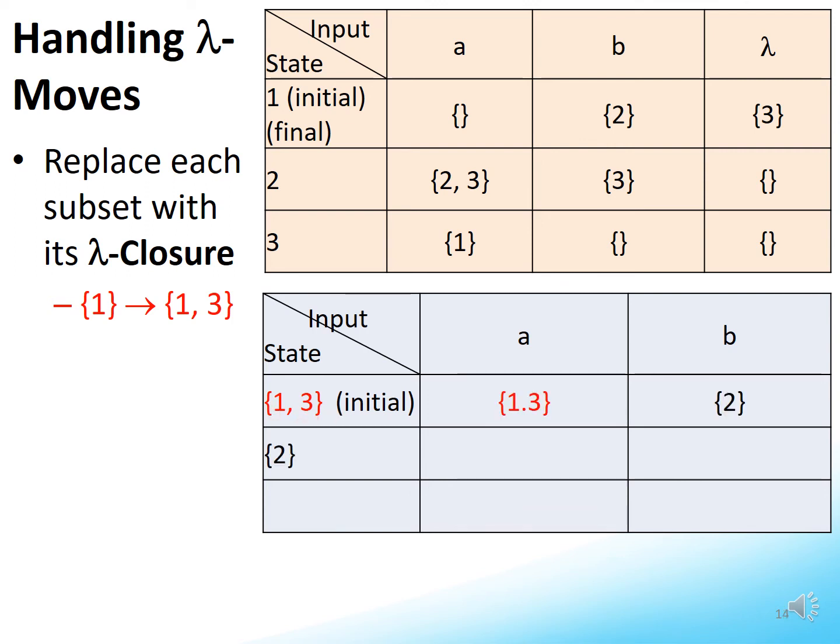Now let's construct the state transition table for machine M2. At state {1, 3}, seeing a symbol A, where should it go? Well, it means machine M1 will be in state 1 or 3. In state 1, seeing an A, it cannot move. However, in state 3, seeing A, it can move to state 1. So {1, 3} can move to state 1. After applying lambda closure, the machine M2 can go into state {1, 3}.